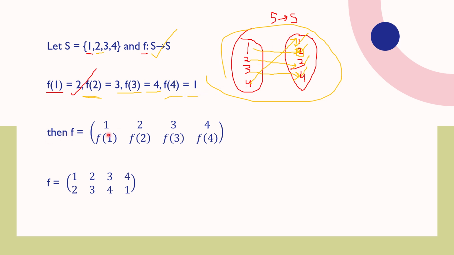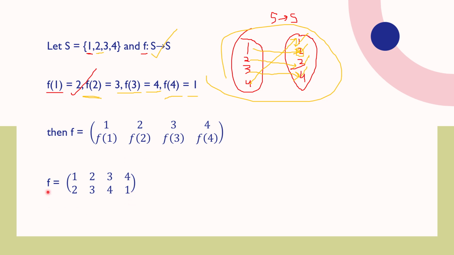So how do you write it? You write the set itself in this. This is how you start making the permutation. Okay, so you have 1, 2, 3 and 4, which is the set itself. Under those numbers you will be writing the images. So the image of 1 is f of 1, which is 2. Then image of 2 is f of 2, which is 3. Then image of 3, f of 3, that is 4. And then image of 4 is f of 4, which is 1.